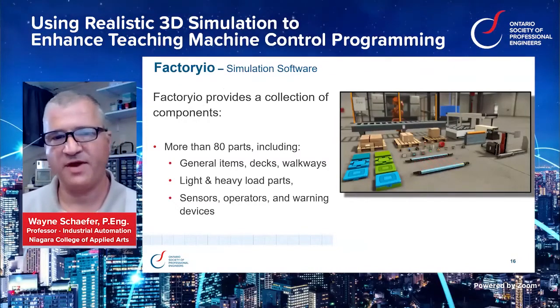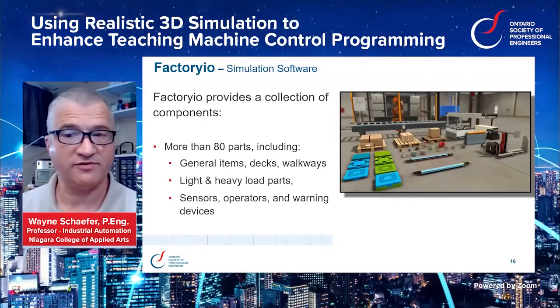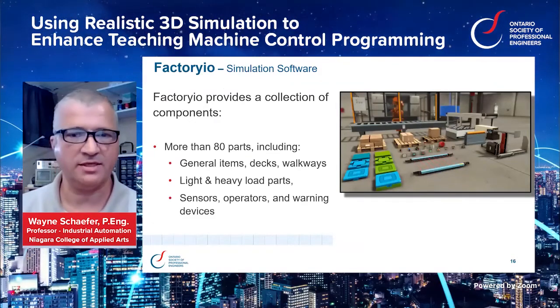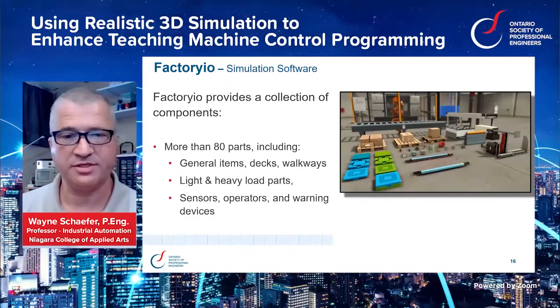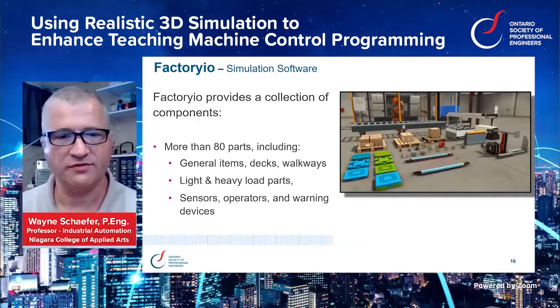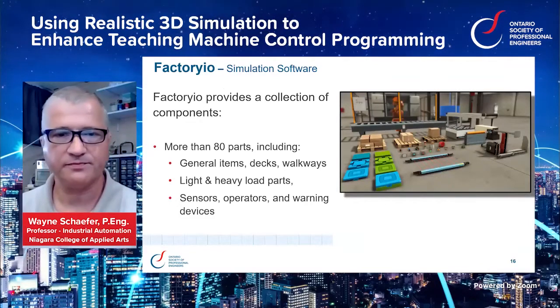So briefly, Factory.io does provide a nice collection of parts. There's more than 80 parts, including some machinery, material handling, conveyors, there's manipulators, there's general build items, such as decks and walkways, that sort of thing. And there's various size boxes and pallets, as well as machinable material that you can use. And of course, there's a good selection of sensors, indicators, operators, and warning devices. I'm going to show you quickly all of these over the next few slides.